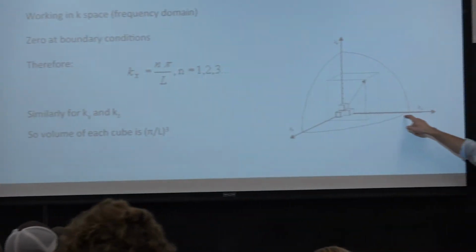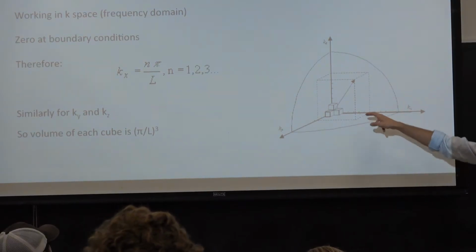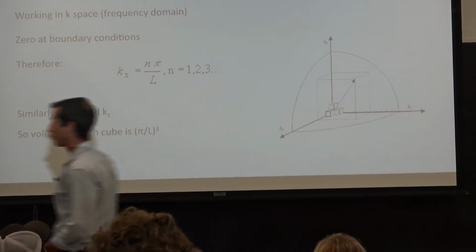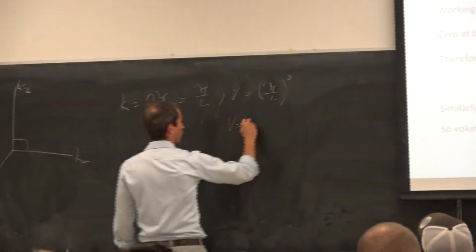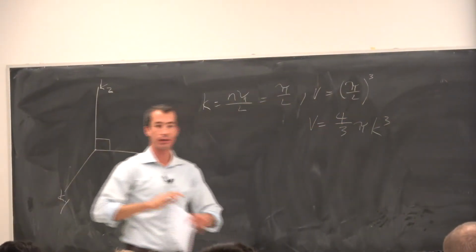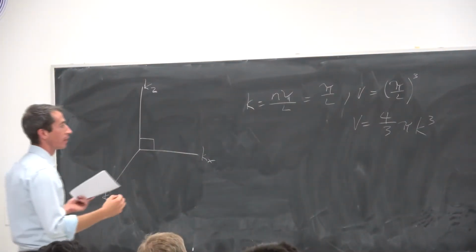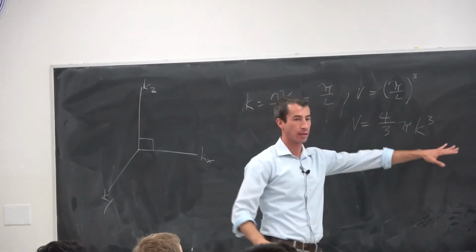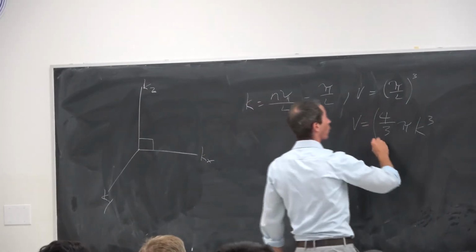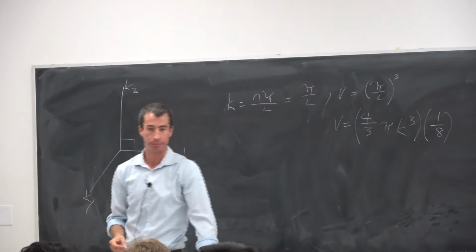1/8 of a sphere? Why 1/8 of a sphere? Because all of these frequencies are positive. That's why this is being drawn as 1/8 of a sphere. What's the volume of that sphere? Well, it's like it always is: volume equals 4/3 pi k cubed. Here we're assuming that k_x, k_y, and k_z are isotropic, so we can just write k cubed instead of k_x times k_y times k_z. The volume of that is 1/8, right? Yeah, for the way it's drawn there.